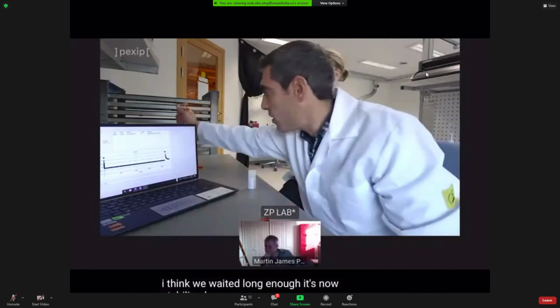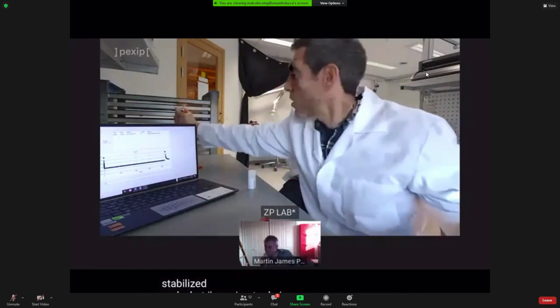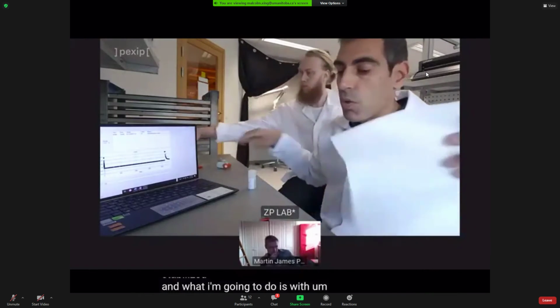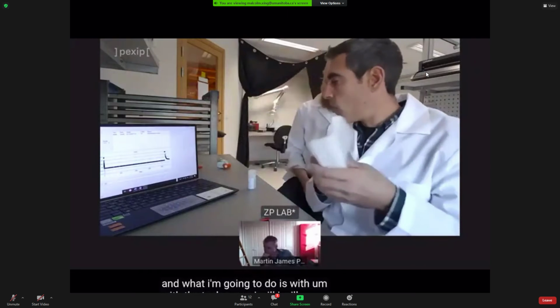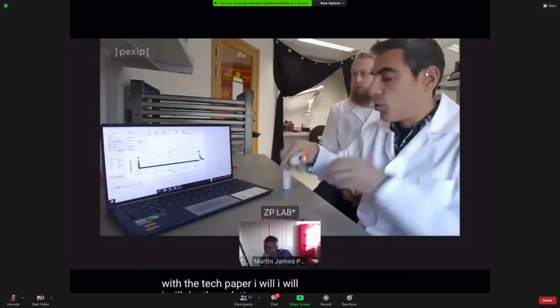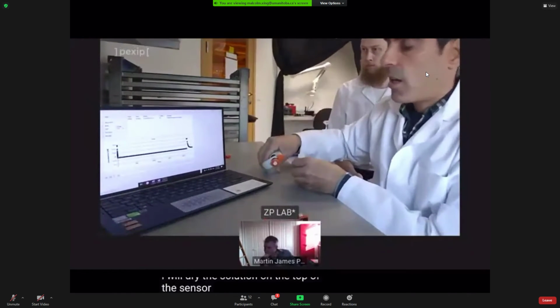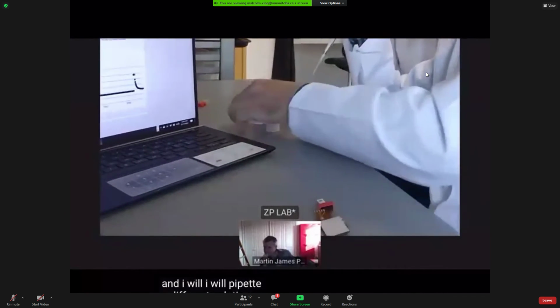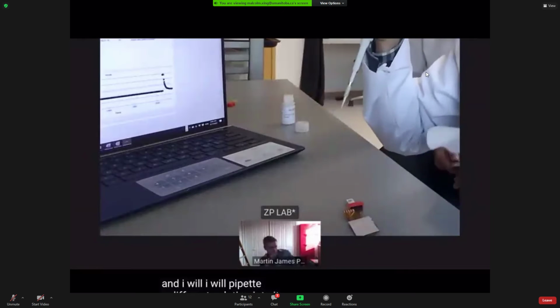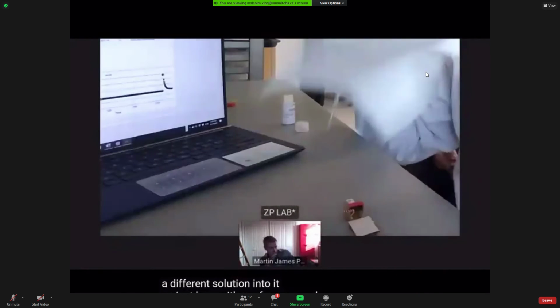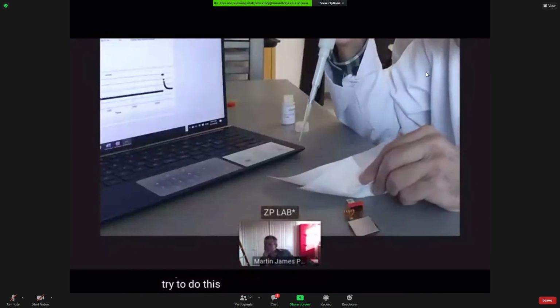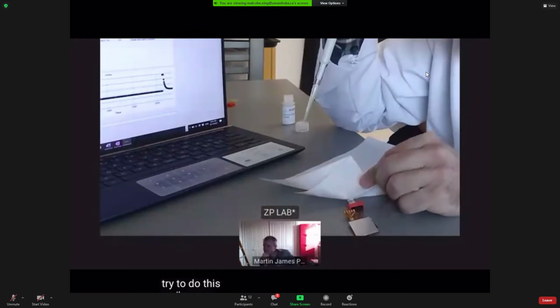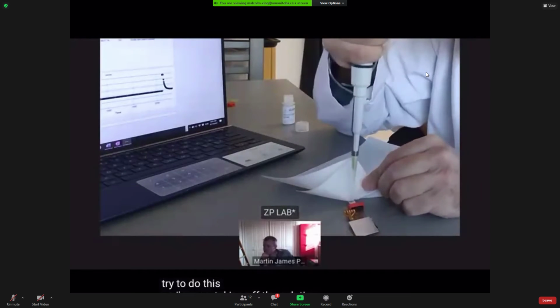It's now stabilized, and what I'm going to do is, with a tissue paper, dry the solution on top of the sensor, and I will pipette a different solution into it. So just bear with me for a second. I'll try to do this. So I'm now taking off the solution.